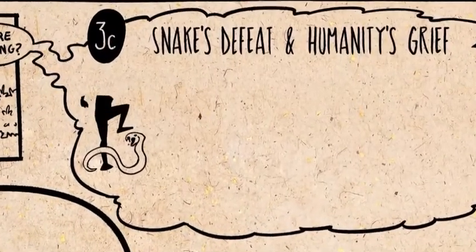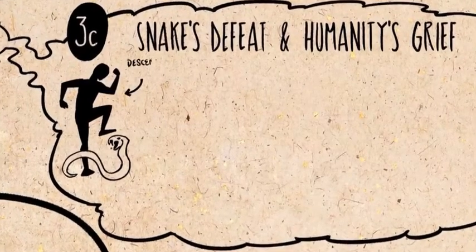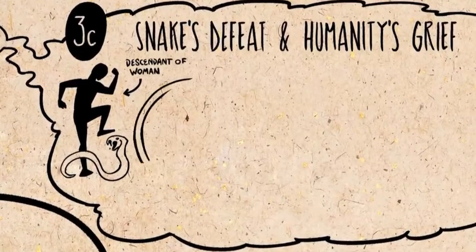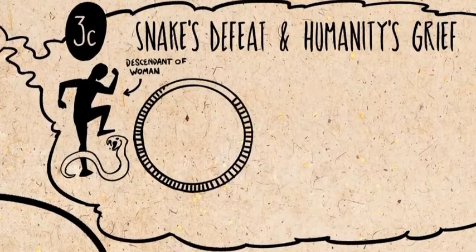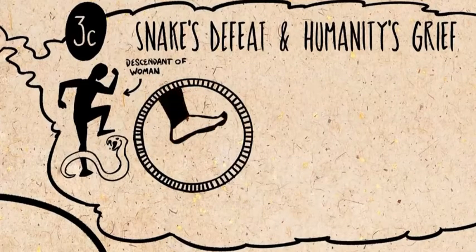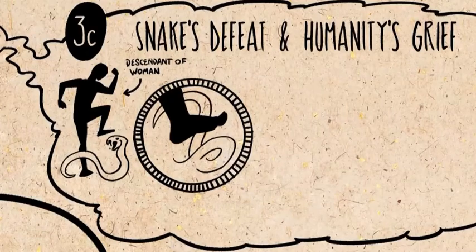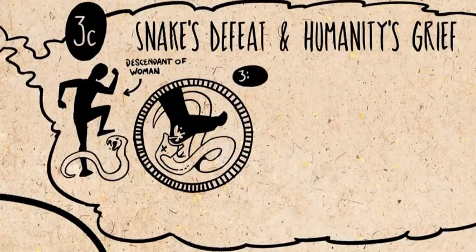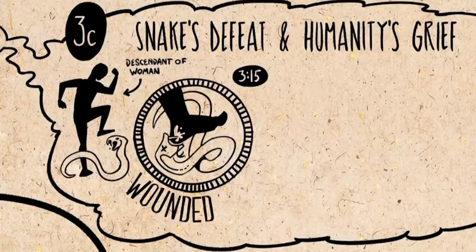God promises that one day a seed or a descendant will come from the woman who's going to deliver a lethal strike to the snake's head, which sounds like great news, but this victory is going to come with a cost, because the snake too will deliver a lethal strike to the descendant's heel as it's being crushed. It's a very mysterious promise of this wounded victor.